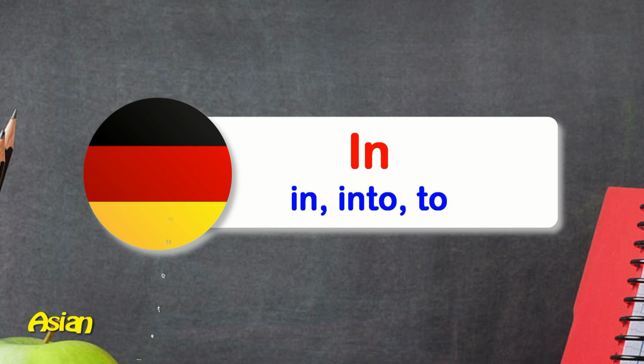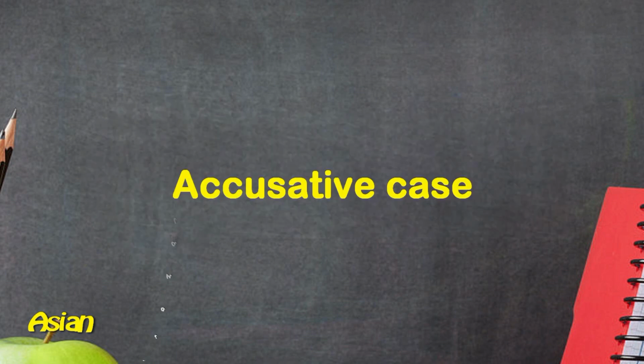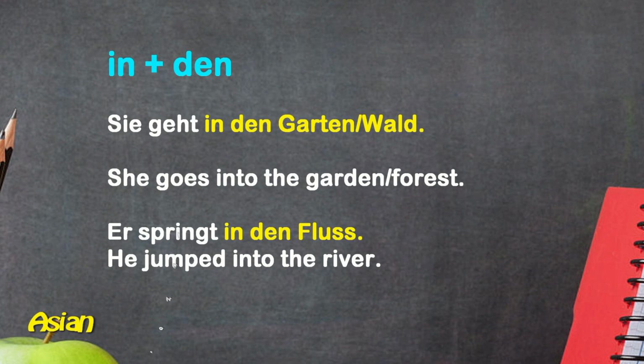Let us see first of all in. In means in, into and to. First we learn in with the accusative case: in plus den. Sie geht in den Garten or Wald. She goes into the garden or forest. So here is a movement. She is going into the garden. Er springt in den Fluss. He jumped into the river.